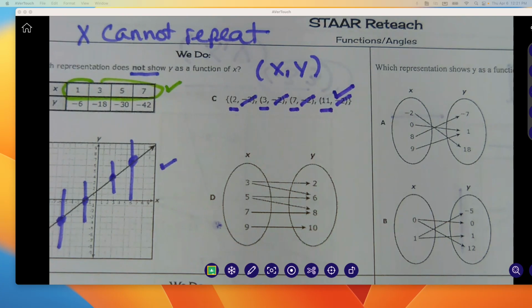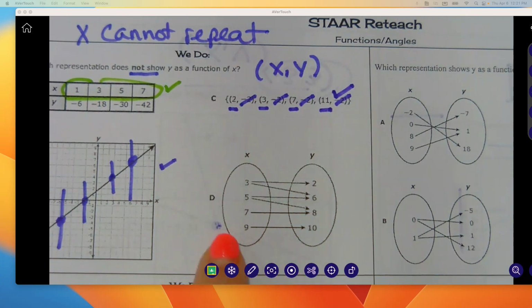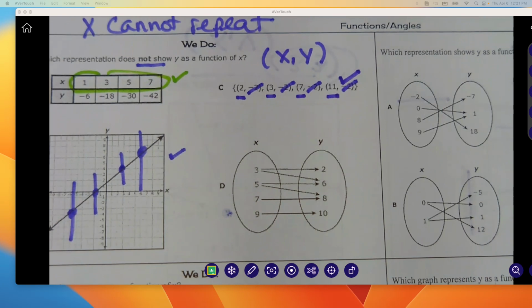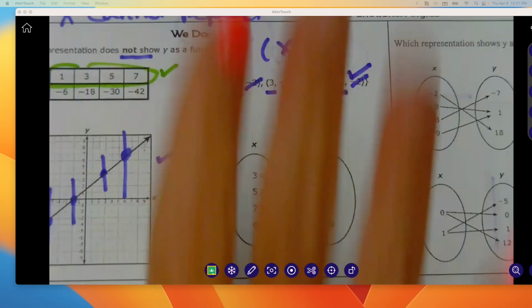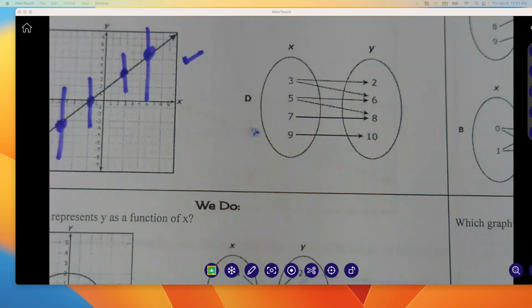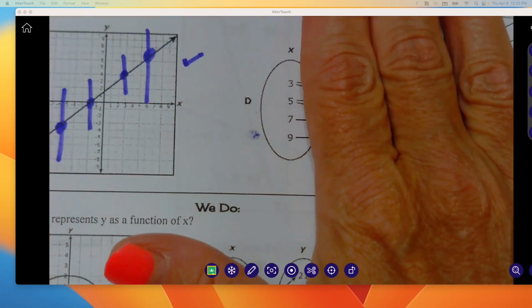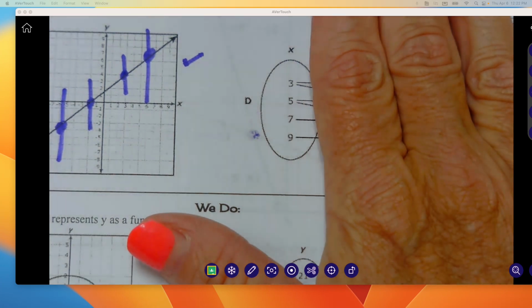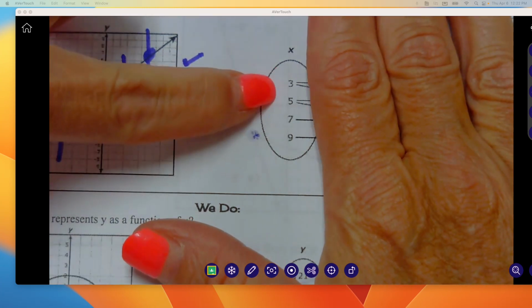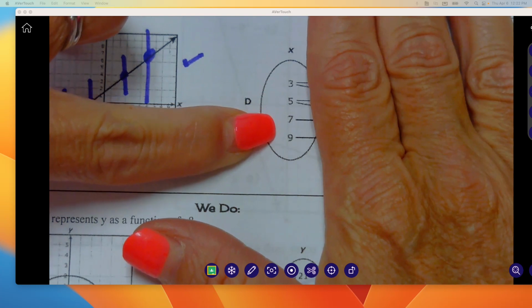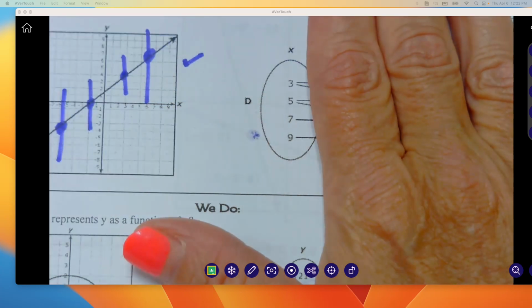Now, just because those first three are functions, we're not just going to assume that letter D is not a function. Okay, we're actually going to look at it. Okay, now two things with mapping that you look at. The first thing, again, I'm going to cover up the y values because it doesn't matter what those are. Okay, first thing you're going to do is you're going to look at these numbers to see if any of those repeat. None of them repeat, so we're good.